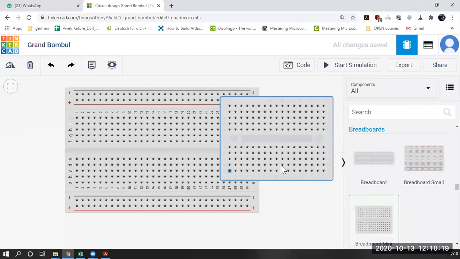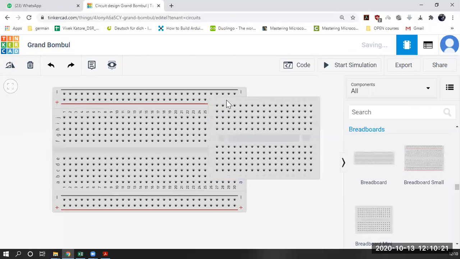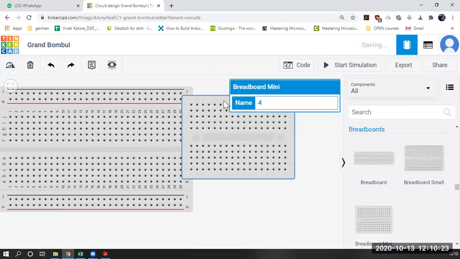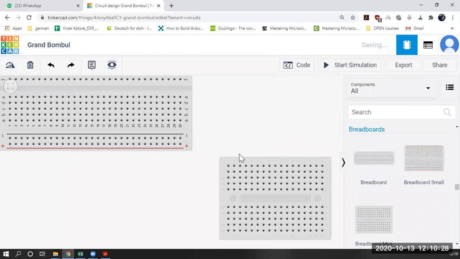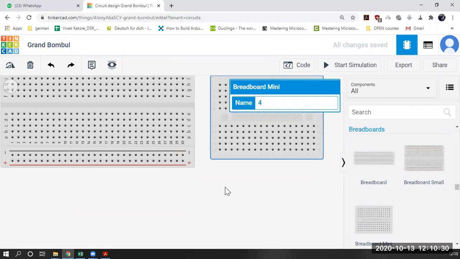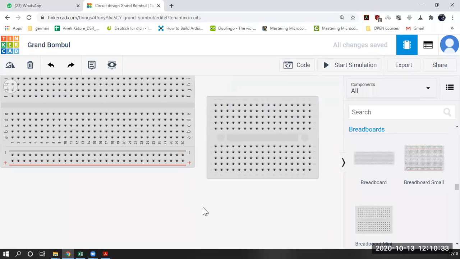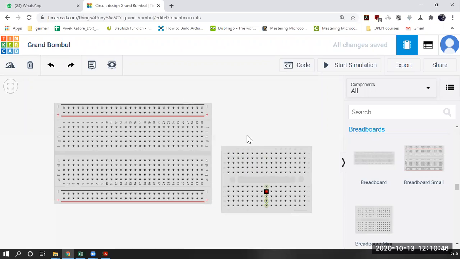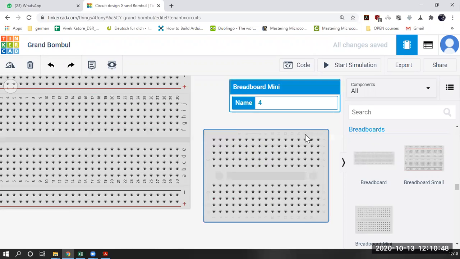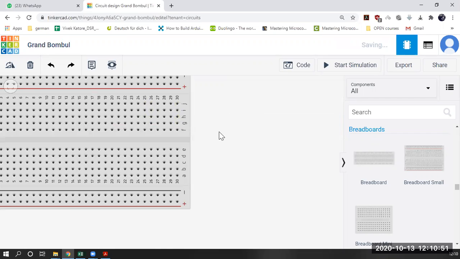The major difference between the big and small is this: this one is the small one. You can see these vertical lines are here, and they are not present here. This part is called the power rail. The power rail is not present in this mini breadboard. Anyway, you will understand what exactly that is.